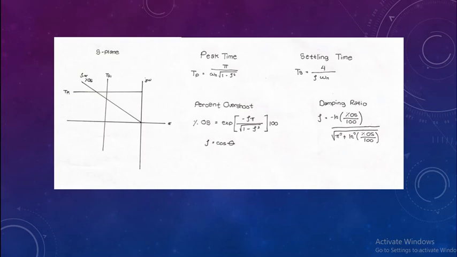And also for our percent overshoot, it is found by using the formula percent OS equals the exponential of negative zeta multiplied by pi over the square root of 1 minus zeta squared, times 100, where zeta is also equal to cosine theta. Finally, our damping ratio, which is denoted by zeta, may be solved using the formula zeta equals negative ln of percent overshoot over 100, all over the square root of pi squared plus ln of percent overshoot over 100 squared.